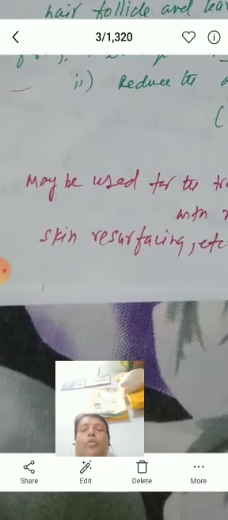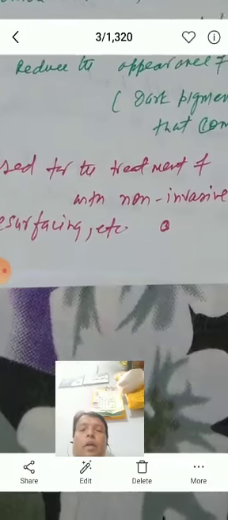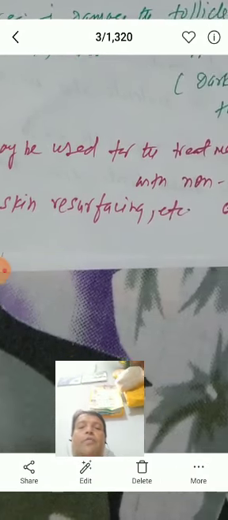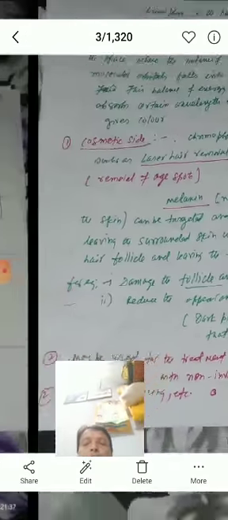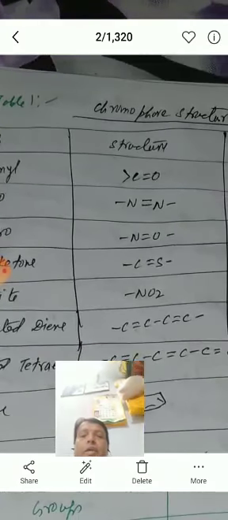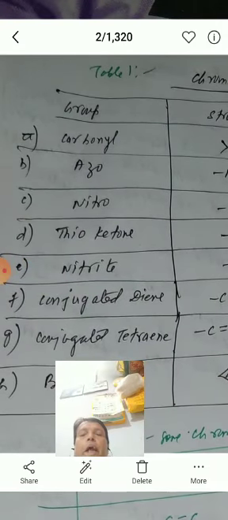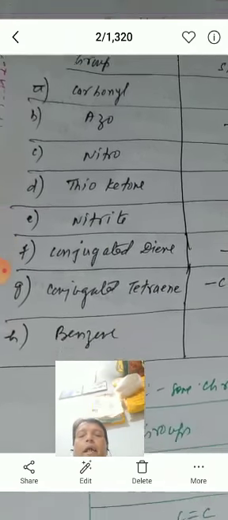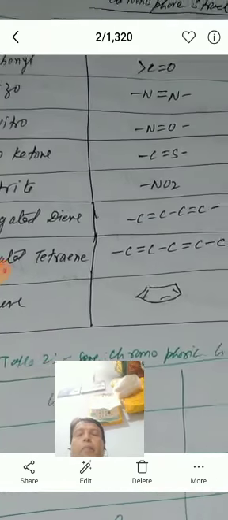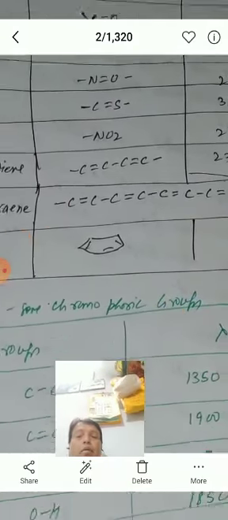Chromophore may also be used for the treatment of accessible tumors with non-invasive laser therapy, and also used in skin resurfacing, etc. And in this table we will see the chromophore structure, that is group, structure and their wavelength. Groups are carbonyl group, azo group, nitro group, thioketone group, nitrite, conjugated dienes, conjugated trienes, benzene, and their structures are given below and their values are shown in this tabular form.